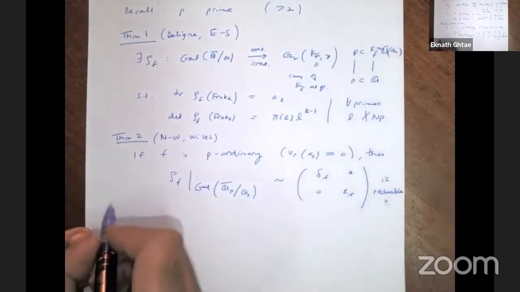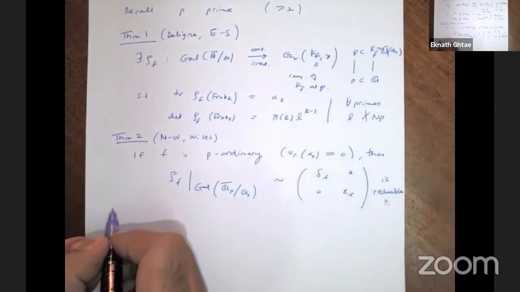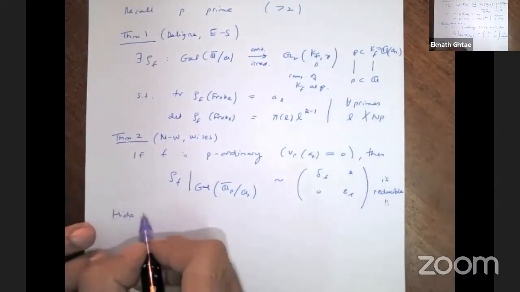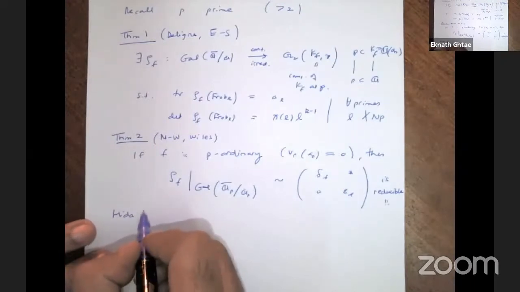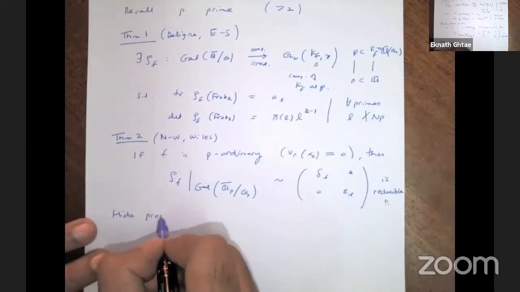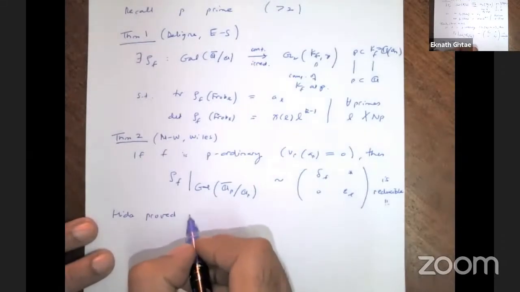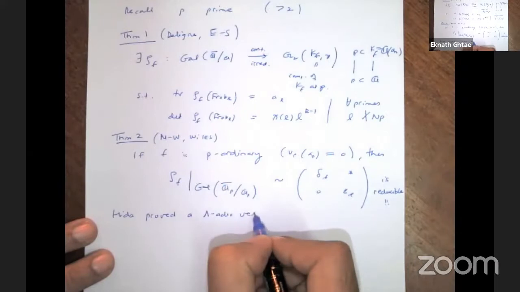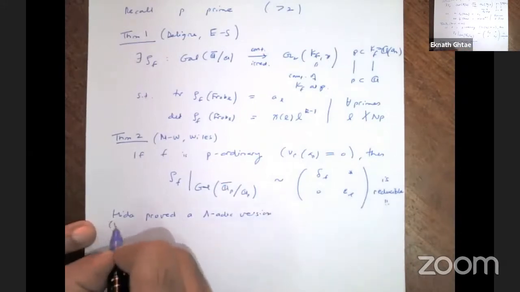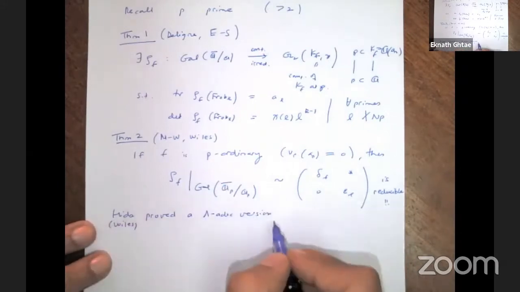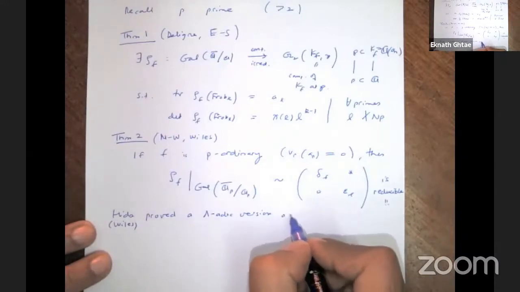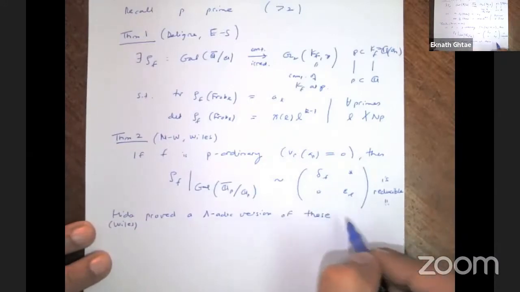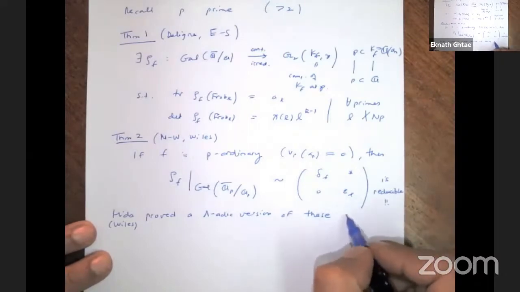Okay, so today what we want to do is we want to prove lambda-adic versions of these. So Hida, and then Wiles, so Hida proved a lambda-adic version. So Hida and Wiles, because the second theorem was actually really Wiles, proved the lambda-adic version of these theorems. Wiles also gave a new proof of the first theorem, the lambda-adic version.